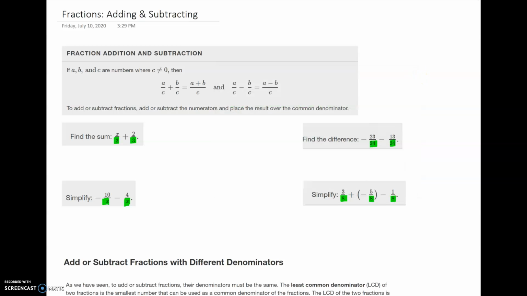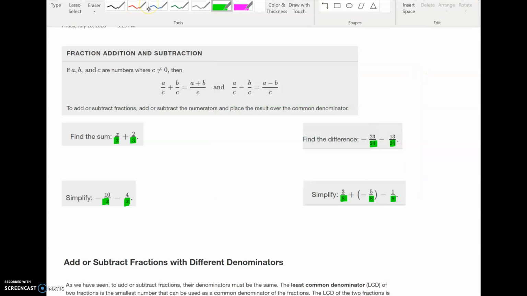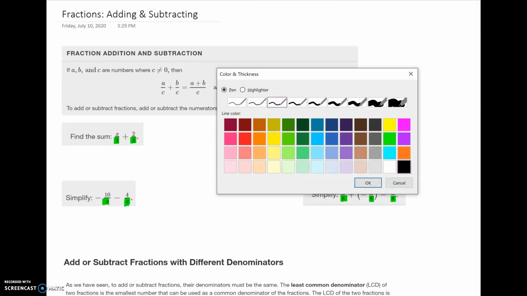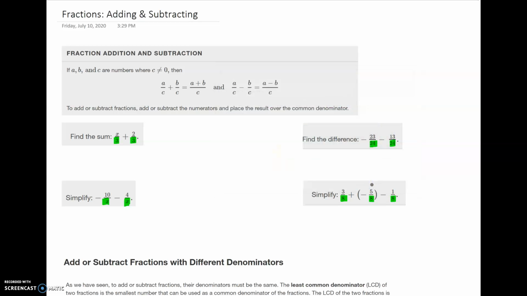So let's go ahead and do our first example. I'm just going to change the thickness to just a little bit thicker. There we go. Since our denominators are the same, I'm just going to take the numerators and essentially add them together. Now, since in this particular case one of the numerators is x, we can't really do anything other than what we have already done. So that's the first example.